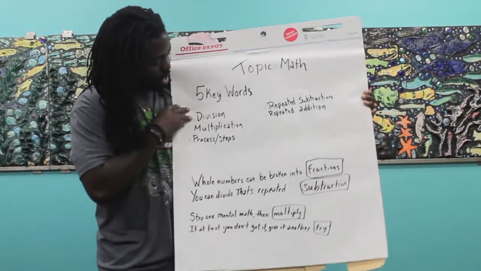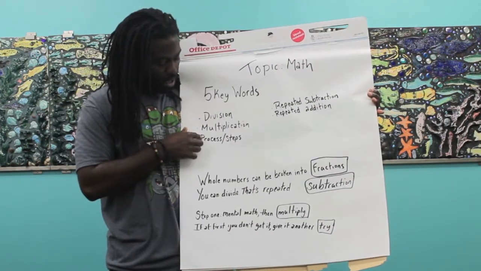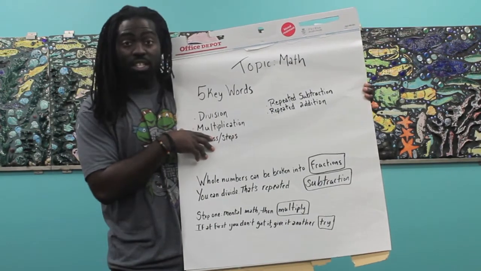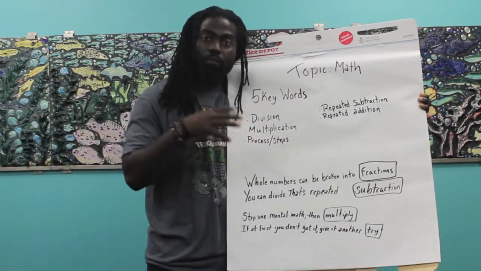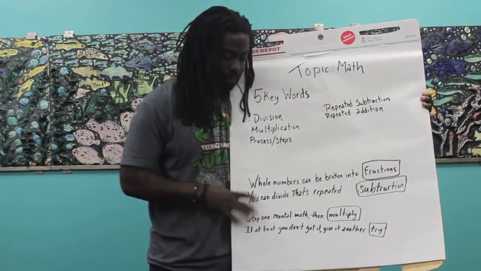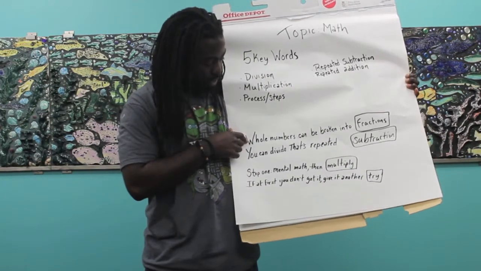So here we got division, multiplication, process/steps, repeated subtraction, and repeated addition. You can also have phrases. They don't necessarily have to be 5 keywords. They can be phrases or pairings, right? So I turn these 5 keywords into this.